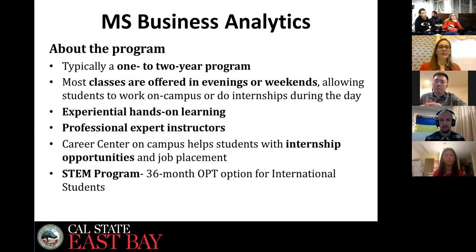There are a lot of business analytics programs throughout the country that have started just in the past 10 years. It's typically a 1 to 2 year program. Our program usually takes 2 years, but depending on how quickly you take your classes, it can be done in as fast as 1 year, but that would be very intense. Most classes are offered in evenings or weekends so that you could do either on-campus jobs or internships during the day. And it's very experiential, hands-on learning.